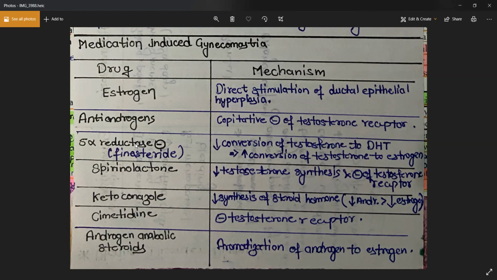and that again can lead to gynecomastia. Spironolactone basically decreases the synthesis of testosterone as well as blocks the receptors of testosterone, both activities, and it can lead to gynecomastia. Then ketoconazole, which is an antifungal drug, is one kind of antifungal drug.